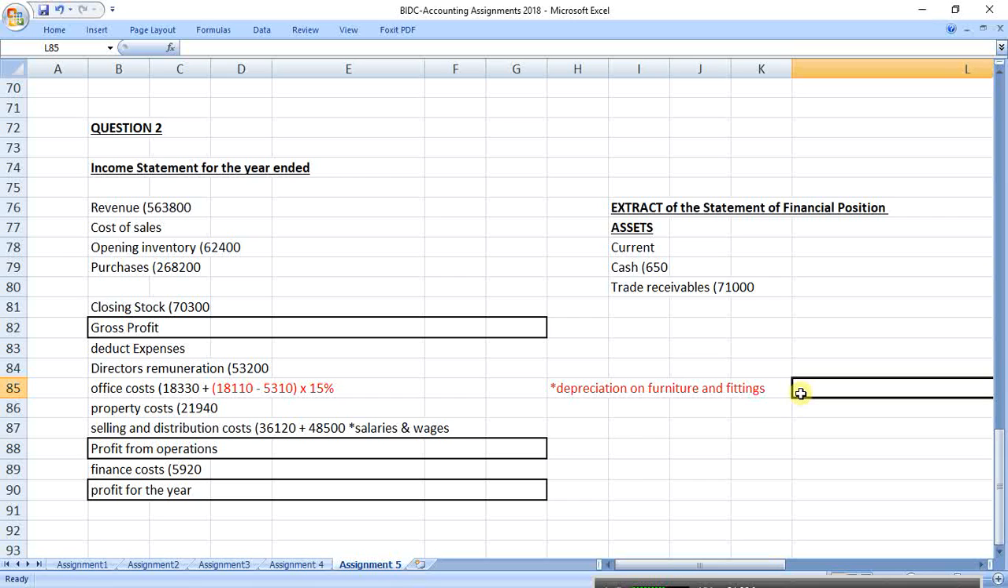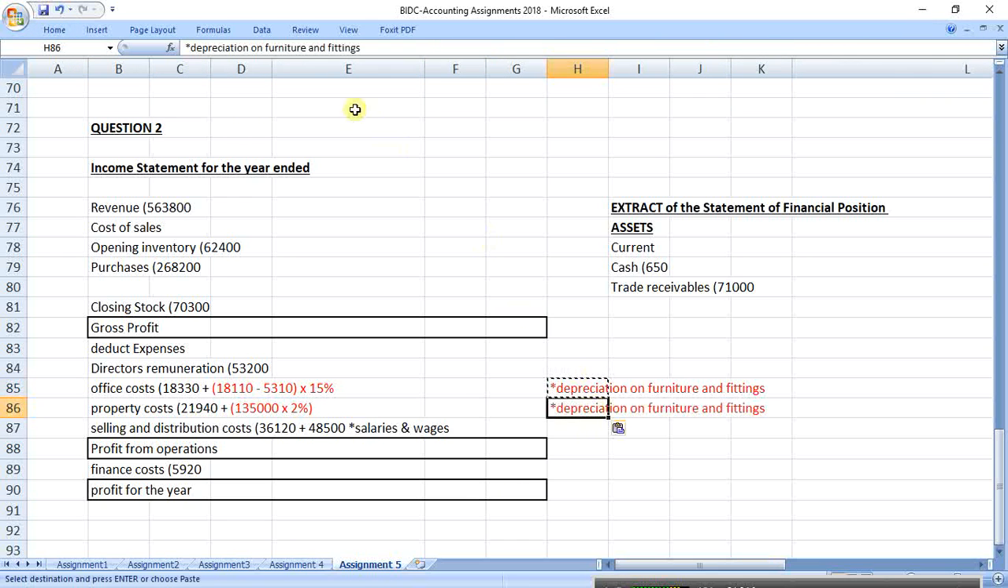Buildings, we need to do that. Yes. Property costs, yeah. 2% straight line. That's easy. So property costs here, what is the 135? Okay, the cost, that's good. So 135,123 times how much? 2%. Close brackets. Okay, so I'm just going to highlight that in red again and put a note here. Depreciation on property.